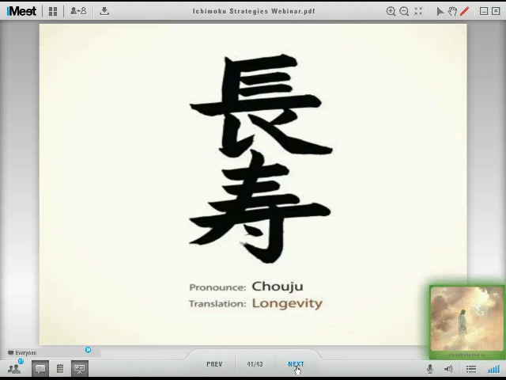We know that the Ichimoku system is a complicated system, but hopefully you'll be able to quickly sort through what seems to be an overwhelming amount of information by watching and attending these webinars.